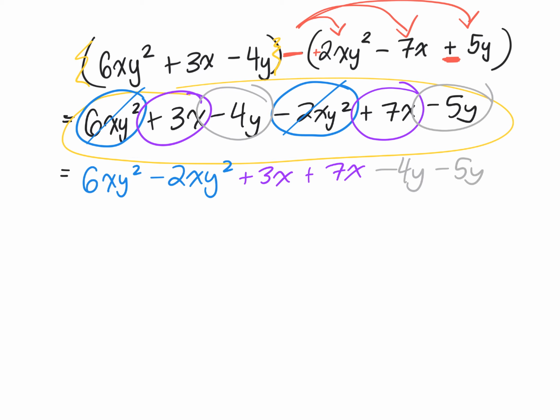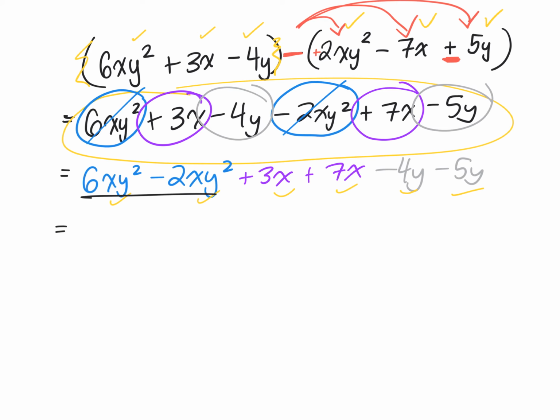And if you want to make sure, double check. I started with 1, 2, 3, 4, 5, 6 terms, and I have 1, 2, 3, 4, 5, 6 terms. All I've done is rearrange them. I haven't simplified anything yet. Okay? So now I'm going to simplify.